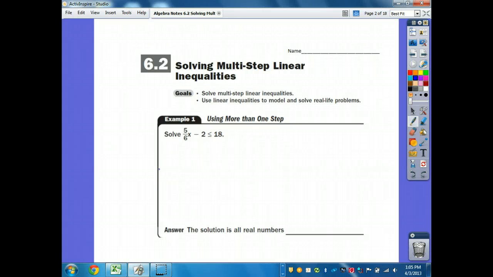6.2 solving multi-step linear equations. Now, like I was telling you when we just corrected our worksheet, most of the worksheet was pretty nice and I had the variable on what side? The left side.